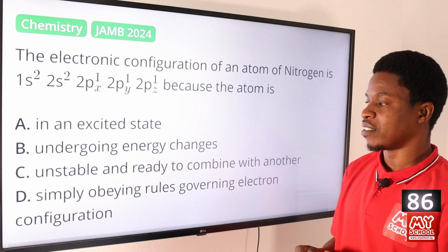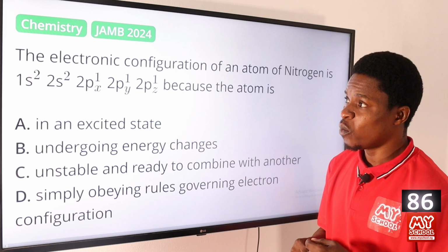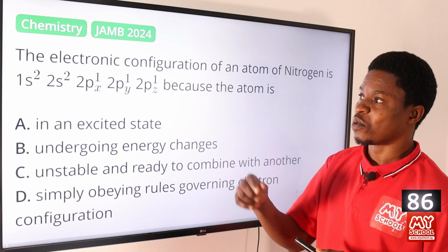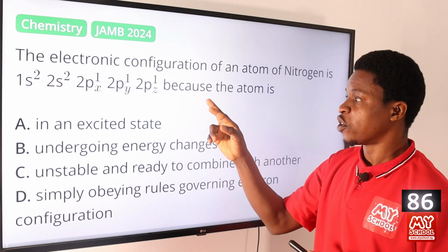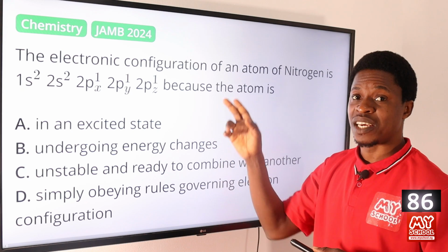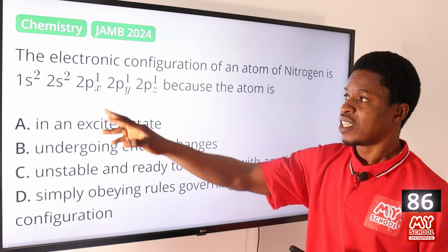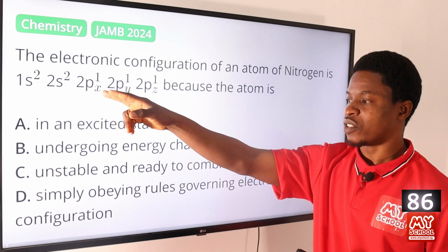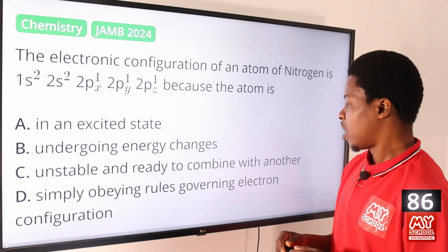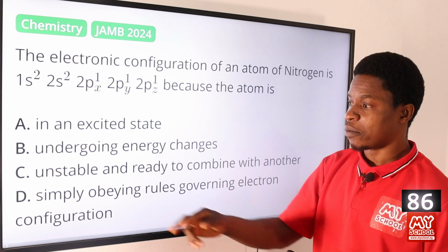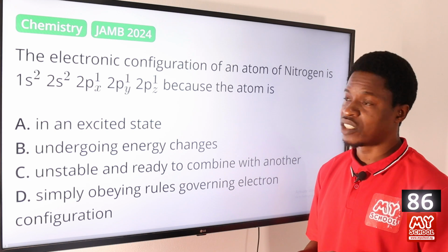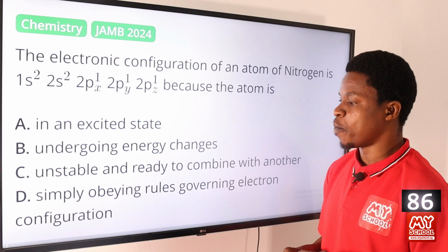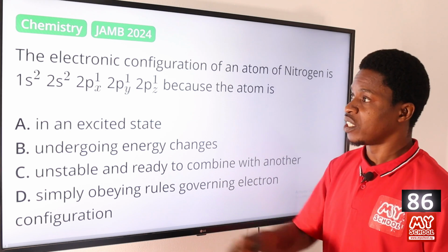If it is unstable and ready to combine with another, so I think we should have it as 2. Maybe we have the first shell, what it should have, then the outermost shell, what we should have there. So this does not show that it is unstable and ready to combine with another one. But option D says simply obeying rules governing electron configuration. Yes, simply obeying the rules governing electronic configuration.